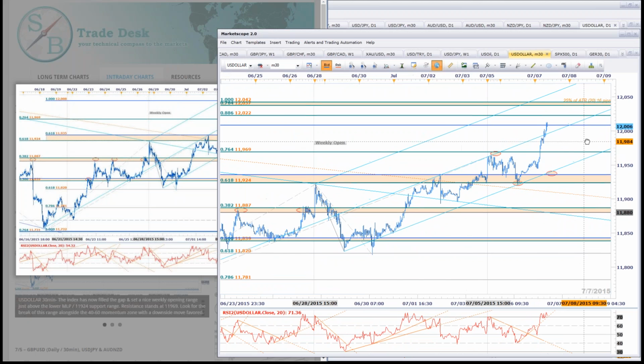But as it stands right now, looking at near-term resistance, like I said, 100% extension off the low for the dollar index here to open up the U.S. trading session.